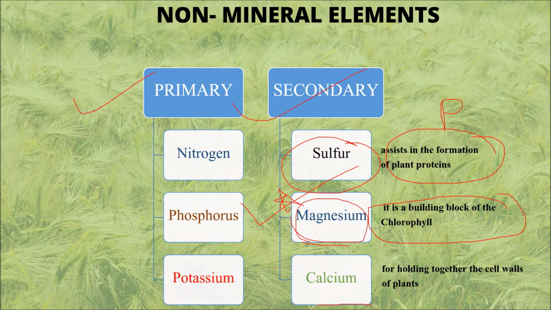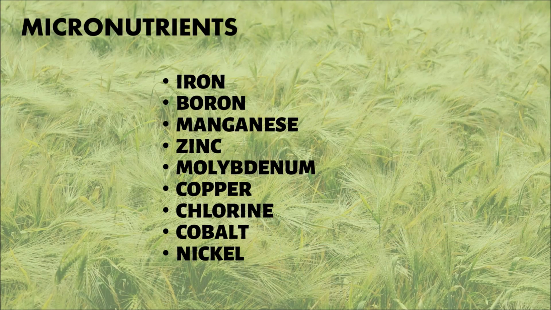Then we have calcium. This is very important for the cell walls of the plant for holding together to make the plant intact. Also, we have micronutrients.